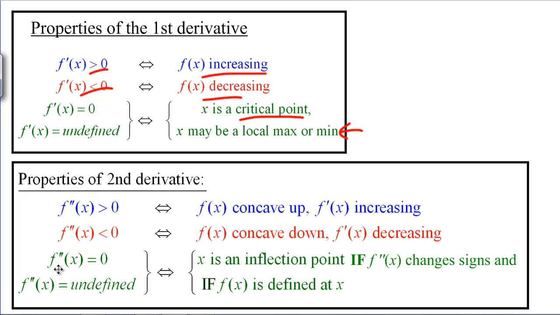The second derivative gives us information about concavity, but it also gives us information about the increasing and decreasing nature of f prime. So when the second derivative is positive, we know that f is concave up, but we also know that that means that f prime is increasing. And if the second derivative is negative, we know that f is concave down, but we also know that f prime is decreasing. When the second derivative is 0 or undefined, x is an inflection point if f double prime changes sign and f of x is defined at that point x.